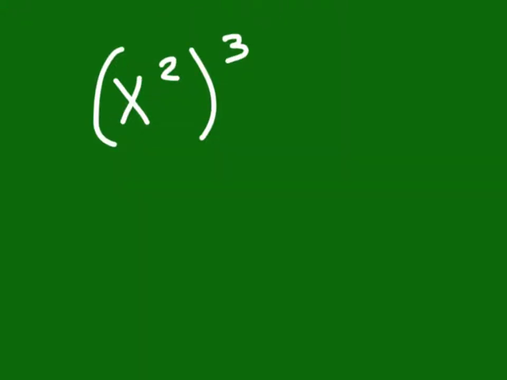Okay, you have x squared cubed. Whenever you have an exponent outside of the parentheses with an exponent inside of the parentheses, you just multiply. So your answer would be x to the 6th.